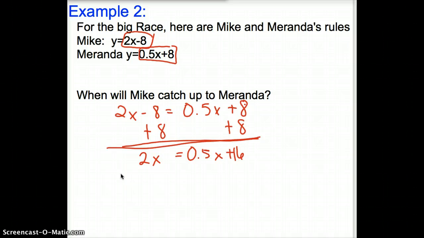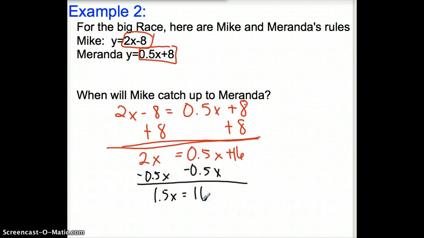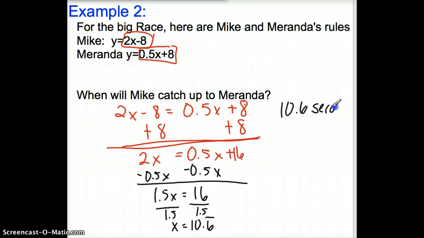At this point, we probably want to subtract 0.5x from both sides, and we get 1.5x equals 16. Dividing both sides by 1.5, we get x equals 10.6, repeating. Now remember, that means that it's 10.6 seconds. So you could explain that it's not at the exact second, but you definitely want to explain that it's not 10 or 11. It's 10.6 seconds.